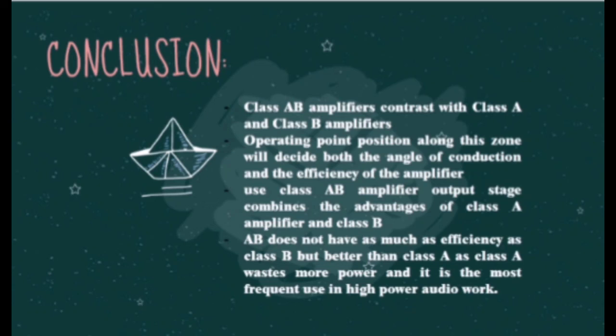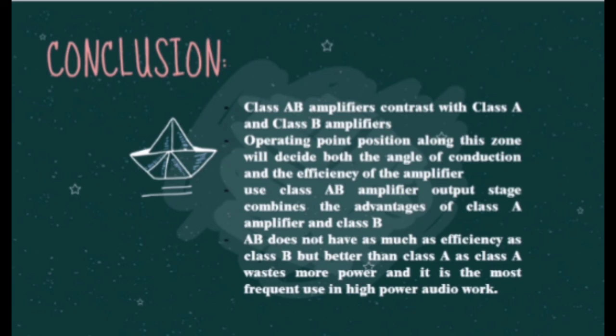As for the conclusion, we have seen that Class AB amplifier contrasts with Class A and Class B amplifiers because they do not have a special operating point. The operating point position along this zone will decide both the angle of conduction and the efficiency of the amplifier. If the operating point of Class AB is situated closer to the operating point of Class A, the amplifier would have an angle of conduction in the 270 degree to 360 degree range, thereby conducting more than 3/4 of the signal. We decided to use Class AB amplifier as the output stage because it combines the advantages of Class A and Class B amplifiers to produce a better amplifier design.